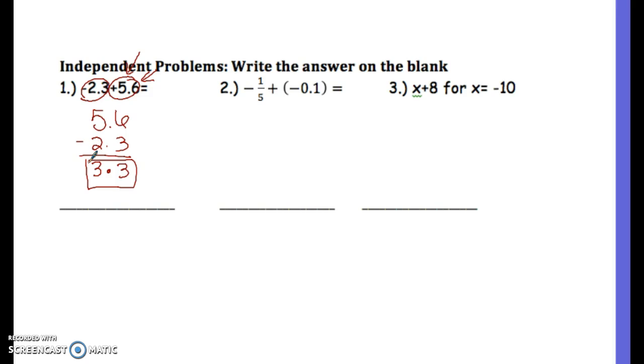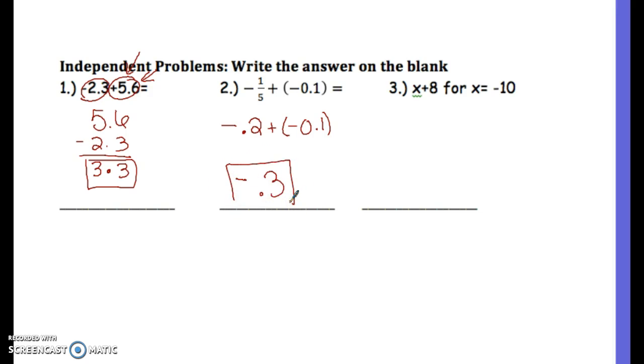For number 2, you can't have a fraction and a decimal in the same thing. So I'm going to go ahead, and I know that negative 1/5 is really negative 0.2 plus negative 0.1. Well, they're the same sign, so it's negative, and then 0.2 plus 0.1 is 0.3.